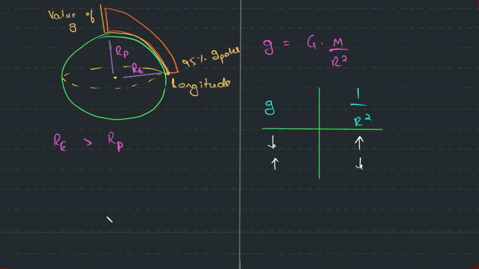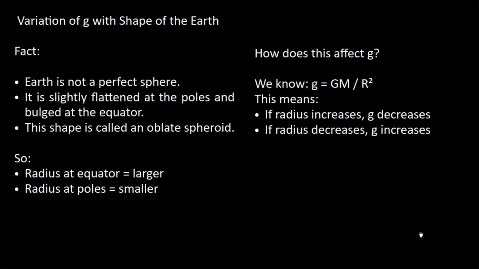So that's it. So that's a small note for you guys. So you can have a look. Let's read through. Earth is not perfect sphere. It's slightly flattened at the poles and bulged at the equator. This shape is called an oblate spheroid. So the radius at the equator is larger and the pole is smaller. And as per this, radius increases, g decreases. As the radius decreases, g increases.